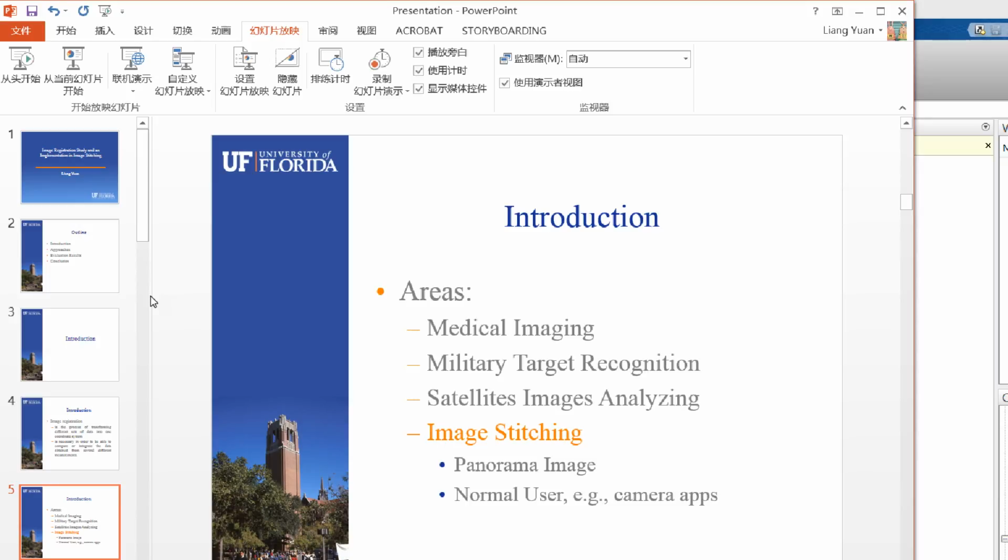In this project, we will focus on the panorama image stitching, which previously had some complex and professional algorithms, but it is not suitable for normal users and implemented in camera applications such as iPhone.